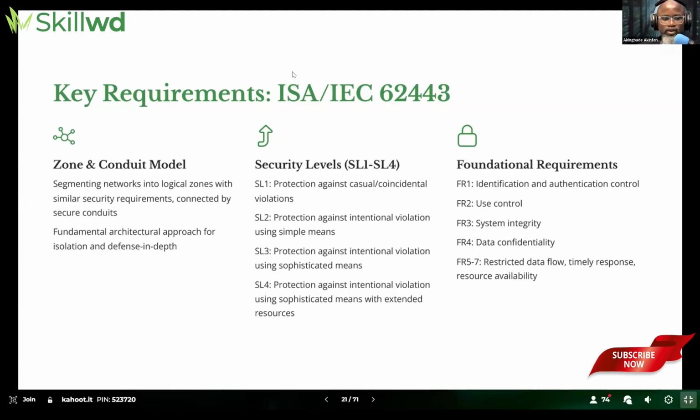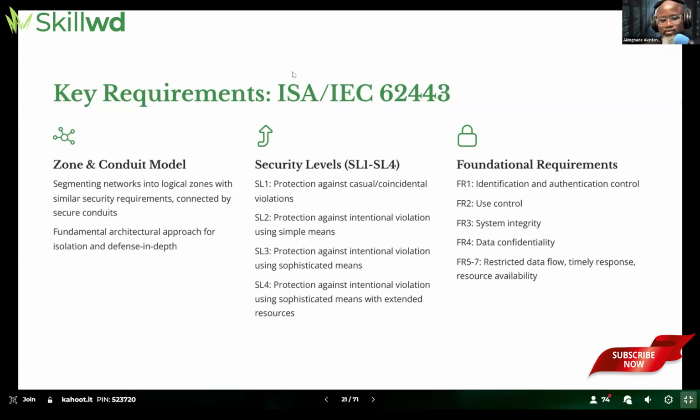Security level, there are different protection levels in terms of security level 1, level 2, level 3, level 4. The first one talks about protection against casual or coincidental violation, then against intentional violation, then protection against intentional violation using sophisticated means, and then intentional violation using sophisticated means with extended resources. So this is just giving us a level of security, SL1 to SL4, SL4 being the highest level of security around ISA 62443.